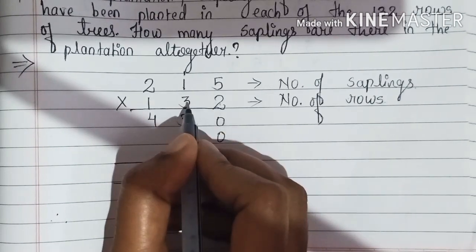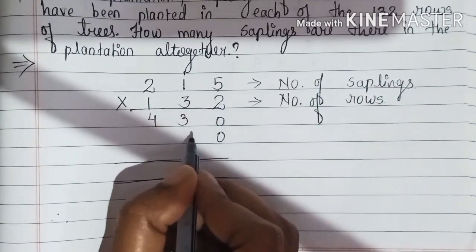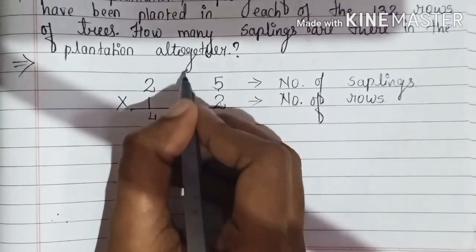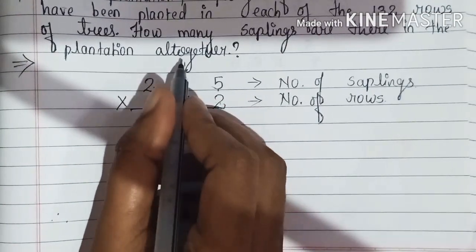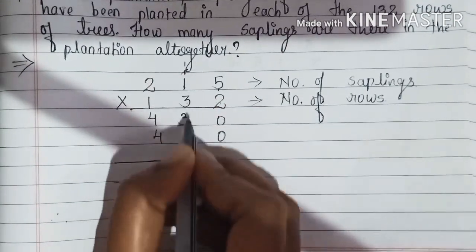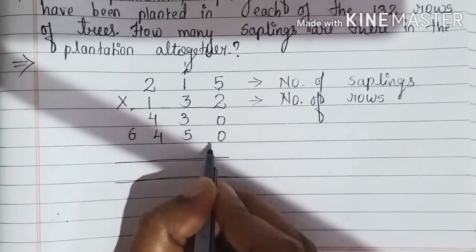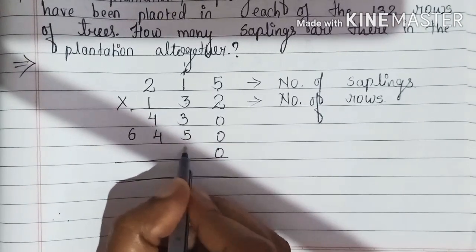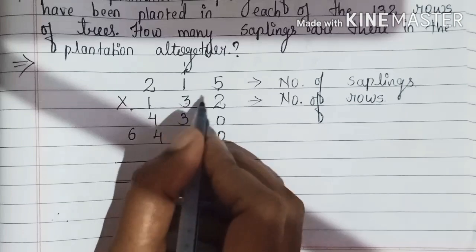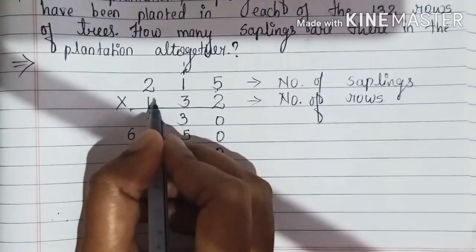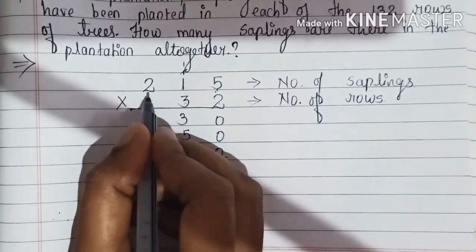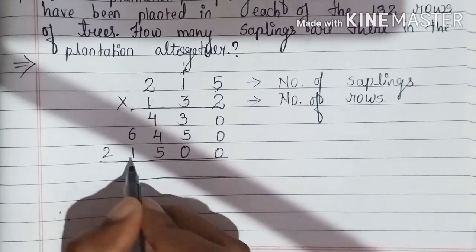Now multiply by 3. 3 5s are 15. Again 1 will be carryover. 3 1s are 3. Plus 1 will be 4. 3 2s are 6. Now we will take 2 zeros. Then multiply by 1. 1 5 is 5. 1 1 is 1. 1 2 is 2.